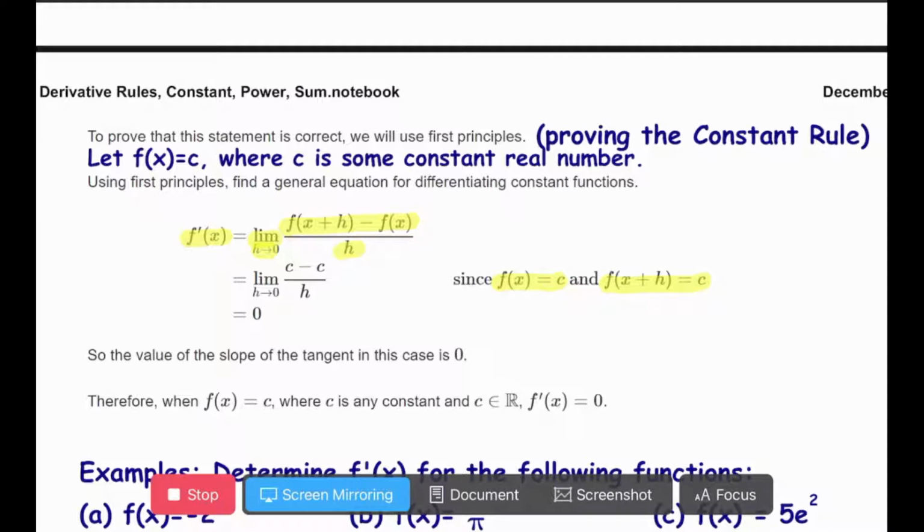And so this is going to simplify and just be 0. So the value of the slope of the tangent in this case is 0. Therefore, when f of x is equal to c, where c is any constant and c is an element of the reals, the derivative is equal to 0.